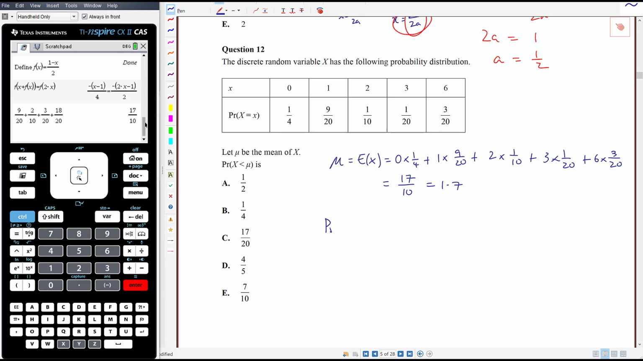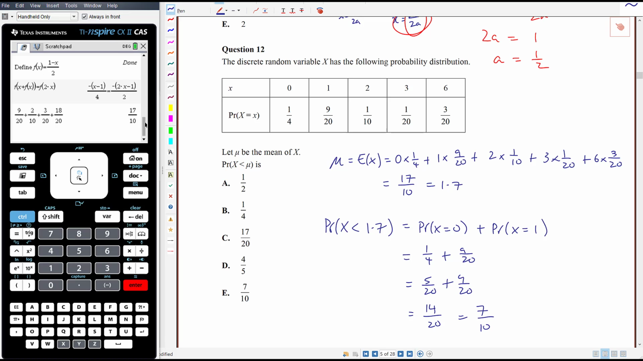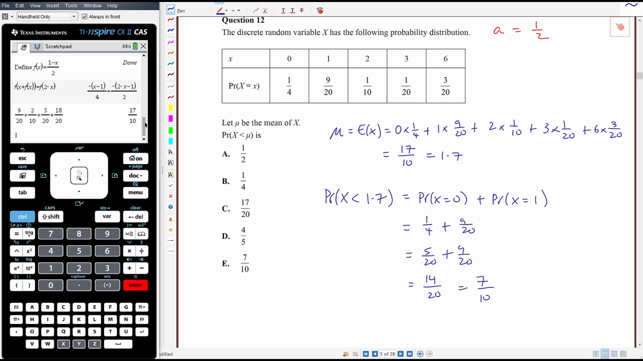Okay, so then we want the probability that x is less than 1.7. So that means x can either be probability x equals 0 or probability that x equals 1. They're the only two discrete values within that interval. And so therefore that's a quarter plus 9/20. A quarter is 5/20 plus 9/20, and so that is 14/20 or 7/10, which is 0.7. So option E for question 12.